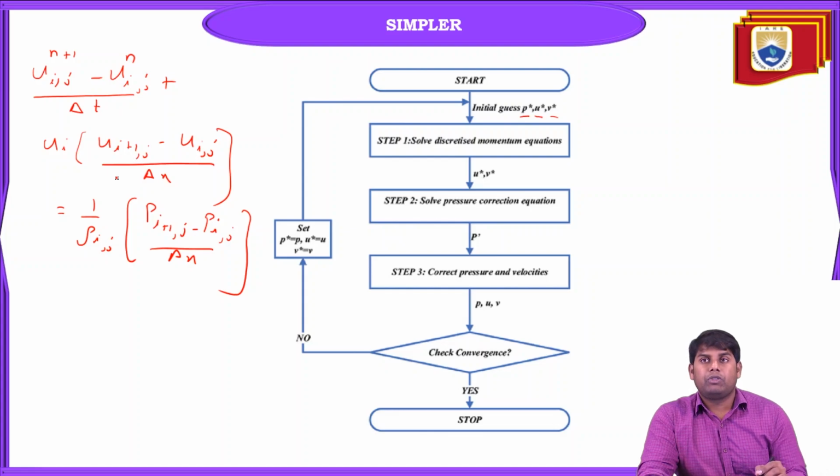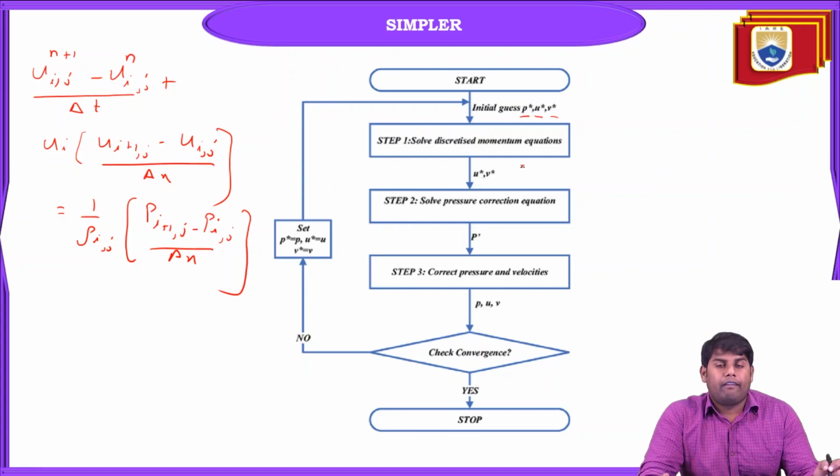So we will substitute the guess values of pressure, u velocity and v velocity in the discretized equation to get the values of, let's say, u star and v star. Now what happens actually? We will solve a pressure correction equation based on the output we get from the discretized momentum equation. Then with whatever p dash we get, we will get the values of actual pressure and velocity.